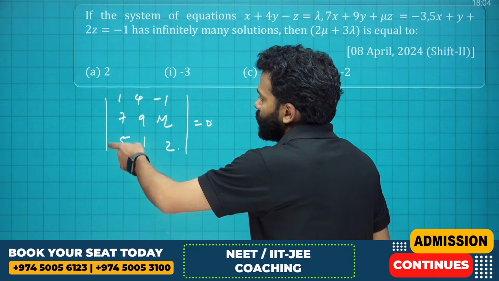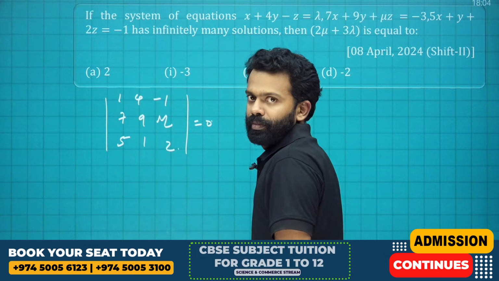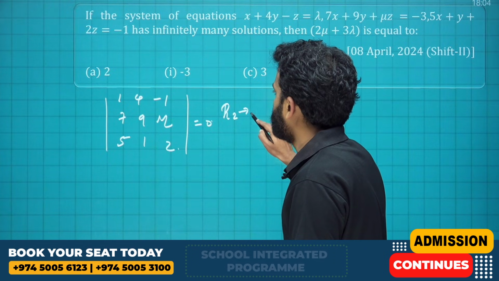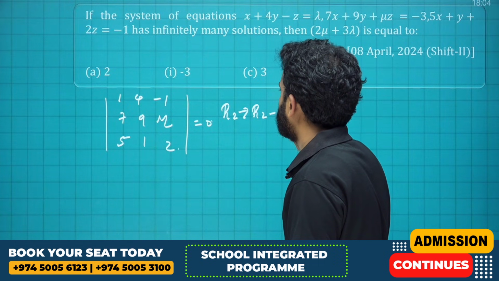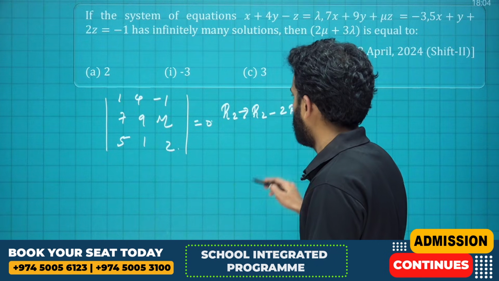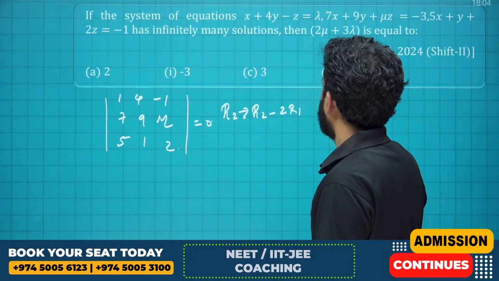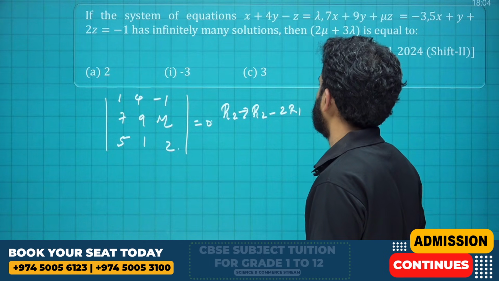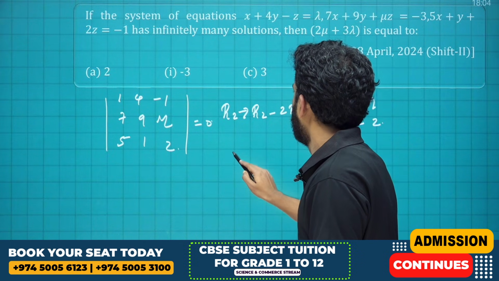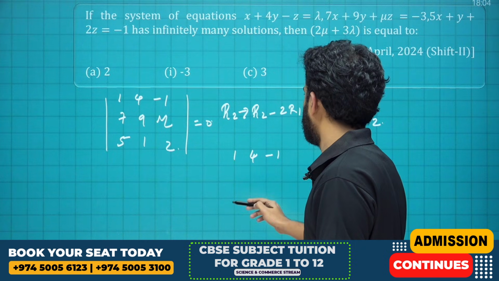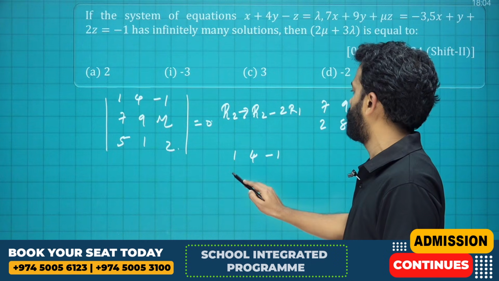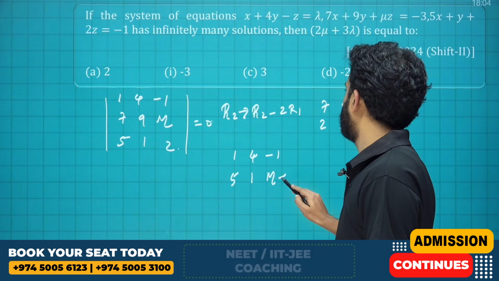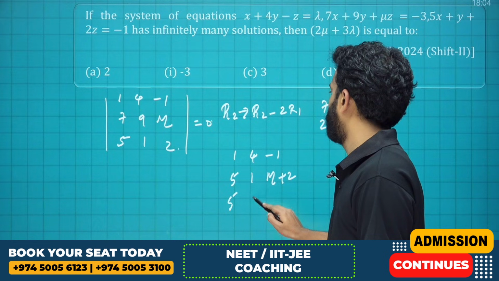Listen, just multiply here with 2, or just use it like this. R2 changes to R2 minus 2R1. So what happened? R2 means 7, 9, mu and 2R1 means 2, 8 and minus 2. If you subtract these two, you will get 1, 4, minus 1 as the first row. It won't change. Second row will change. That is 7 minus 2 is what? 5. 9 minus 8 is 1 and mu minus 2 is what? Mu plus 2. And 5, 1, 2.